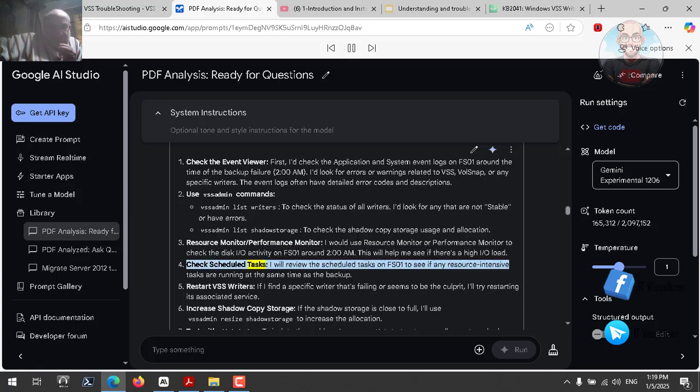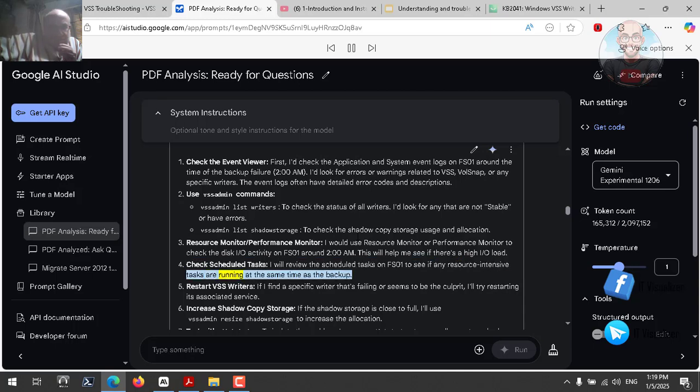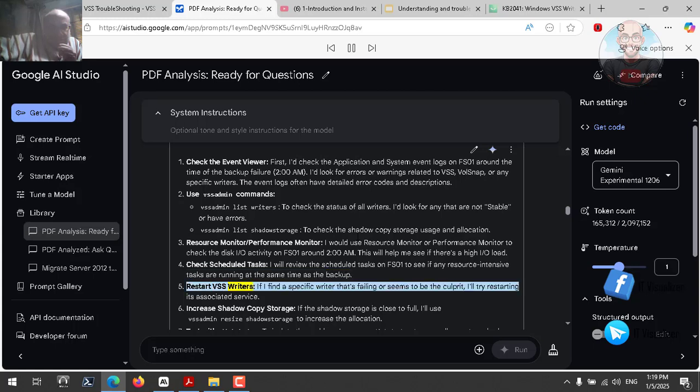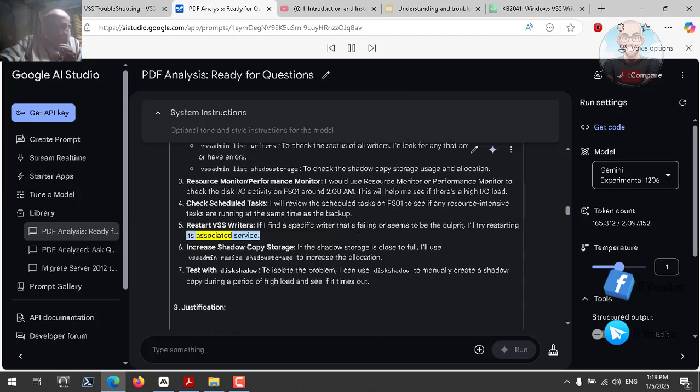Check scheduled tasks. I will review the scheduled tasks on FS01 to see if any resource-intensive tasks are running at the same time as the backup. Restart VSS writers. If I find a specific writer that's failing or seems to be the culprit, I'll try restarting its associated service. Increase shadow copy storage. If the shadow storage is close to full, I'll use vssadmin resize shadowstorage to increase the allocation.